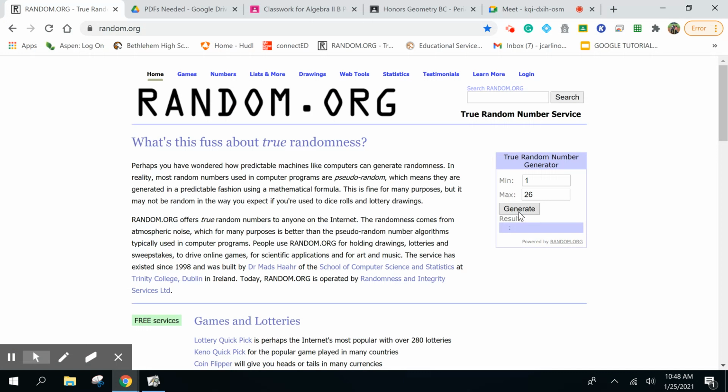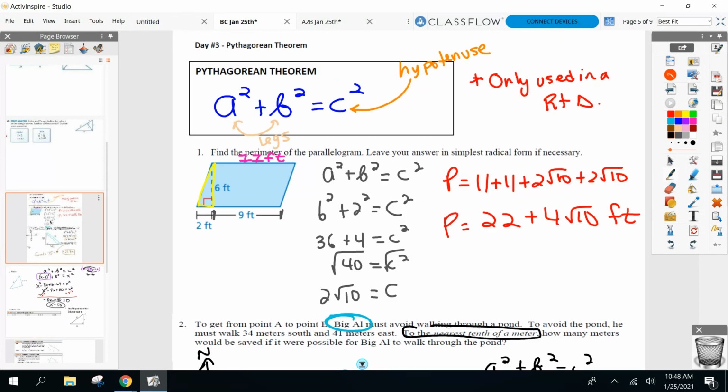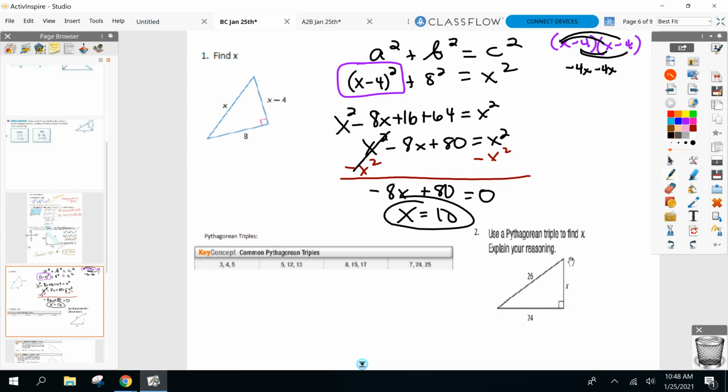Value of x here. Let's roll. Owen, what'd you get? X equals 10. Darn right. Move the 80 over, divide by negative 8. Good job. 10, guys, ladies, 10. All right, all good on different ways we're going to use Pythag? All good, because now something you don't know about Pythagorean theorem.